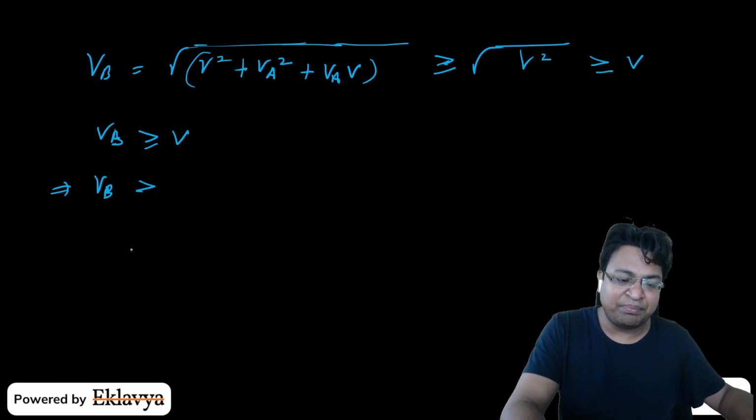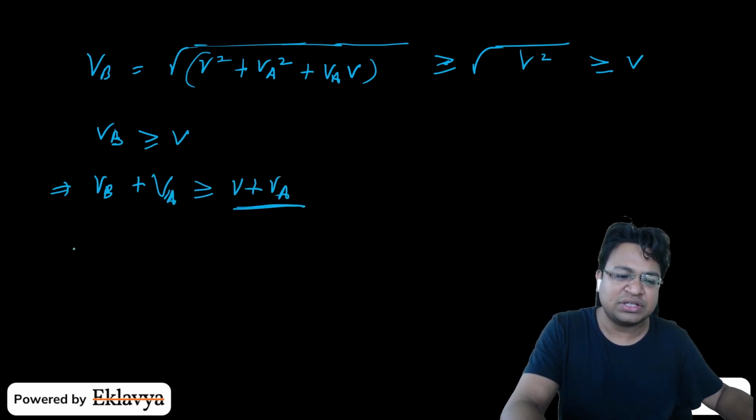So VB plus VA can be greater than or equal to V plus VA. And what is V plus VA? This is the maximum value that VC could have taken. So VB plus VA can be greater than or equal to the maximum value of VC.